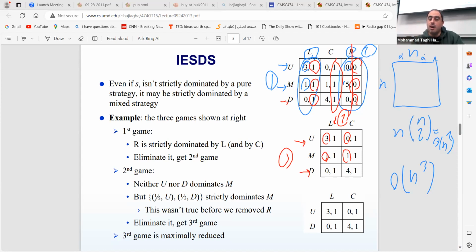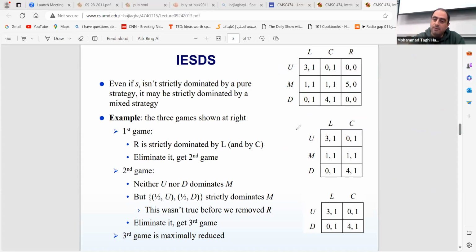However, we can consider the mixed strategies. Consider half U, half D. So let me clean everything here. So let's consider half U, half D versus M. So this is a mixed strategy. This is half U, half D.